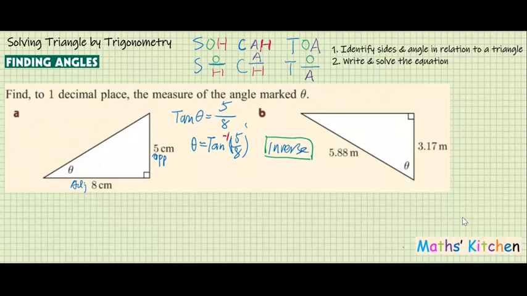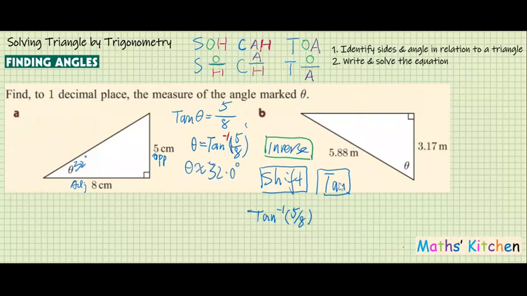Now put in your calculator, find the shift key, press shift, and then press tangent. On your screen, you can see tangent minus 1 bracket, and you put the rest of your value in, 5 divided by 8, or use fraction 5 over 8. And you can find the value of your angle is approximately 32.0 degrees. That's how we find the value of an angle. Is that easy? Now let's see example B.